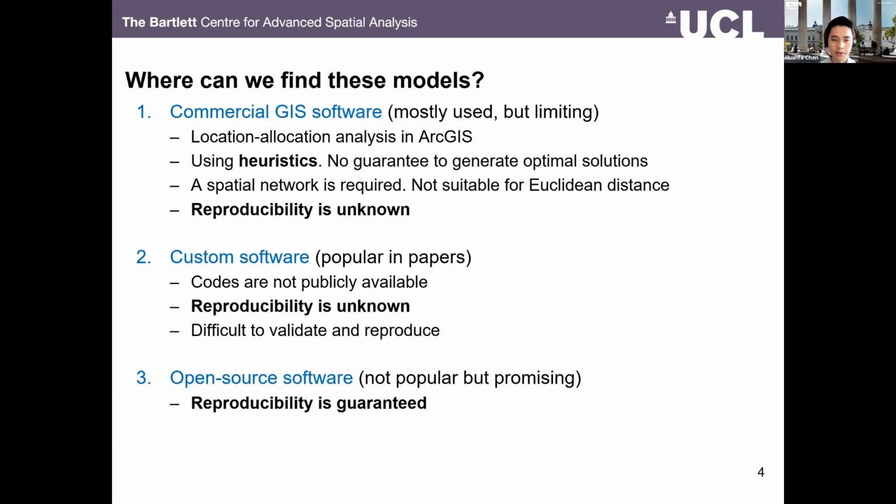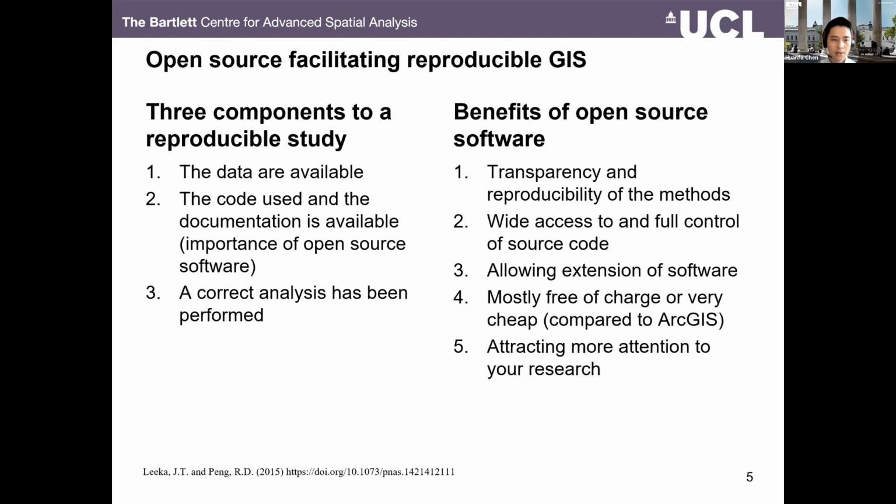The third source for these models is open source. So far, open source is not popular for location cover models, but it is promising because it guarantees reproducibility. Talking about open source and reproducible GIS, there are 3 main components that make a study reproducible. The first is that the data should be available, and the second component is that the code used and the documentation should be available. This highlights the importance of open source software. And the third component is that a correct analysis should be performed.